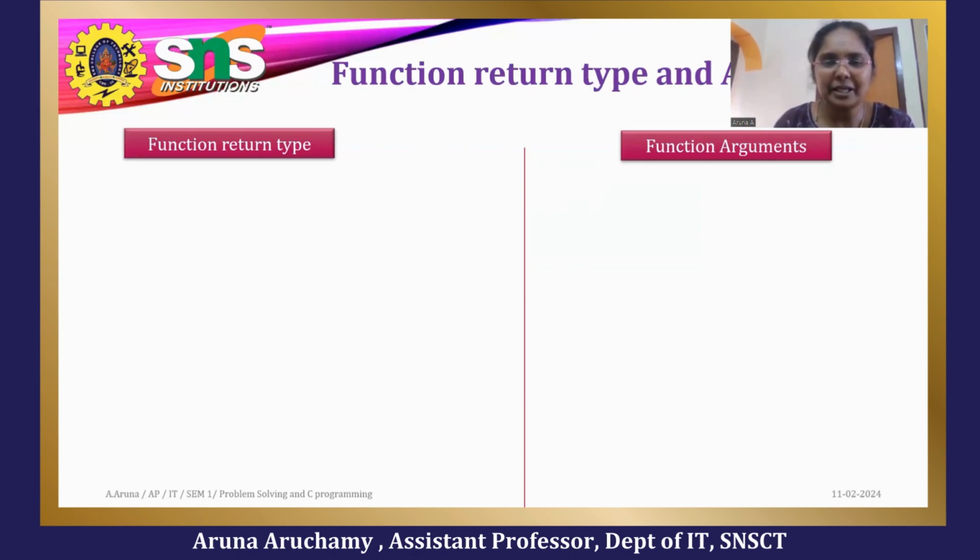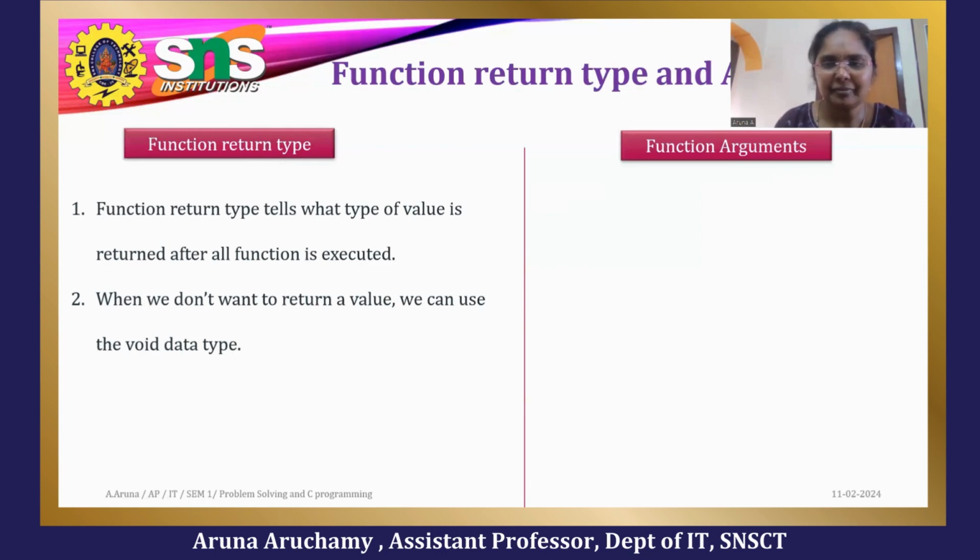So first we're going to see what a return type is. A subtask returns some value to the main function. That is called a return type. Return type may be any type. It may be float or character or double. So it tells what type of value is returned after the function is executed. That shows the function return type.